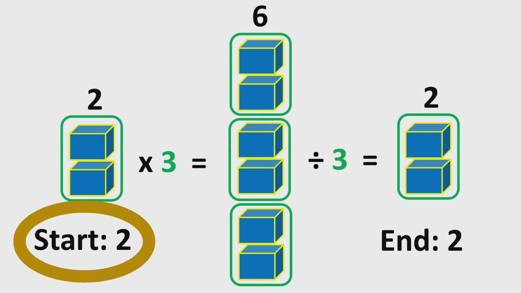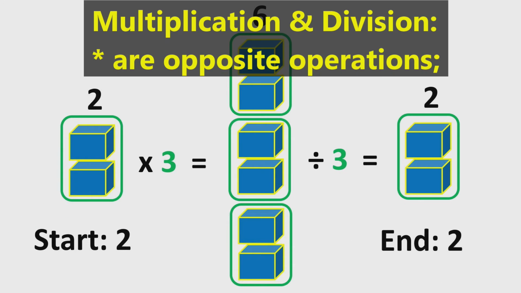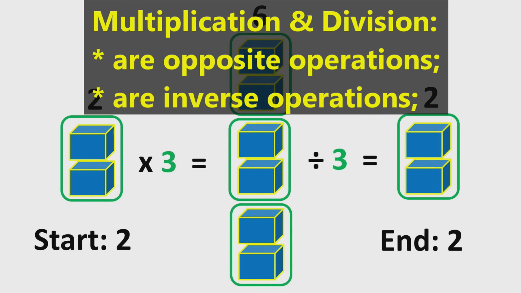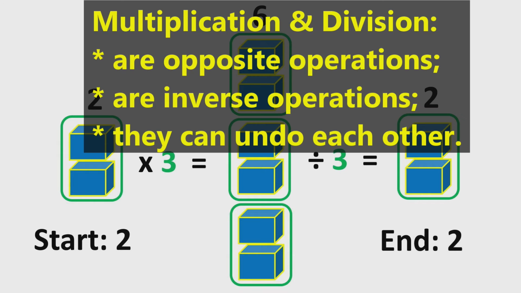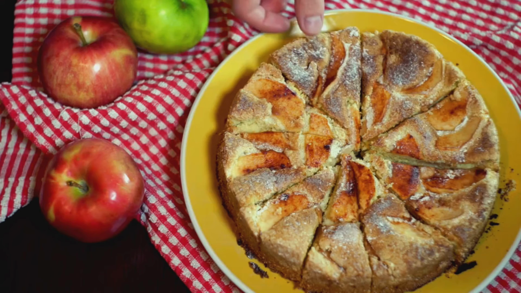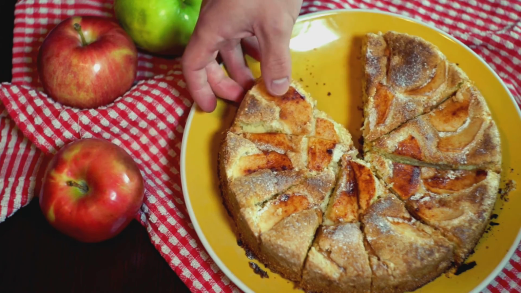Since we started with 2 and ended with 2, that means multiplication and division are opposite operations. Sometimes we call them inverse operations. They work in exactly the opposite way, so they can undo each other. Now we're ready to return to our opening question.